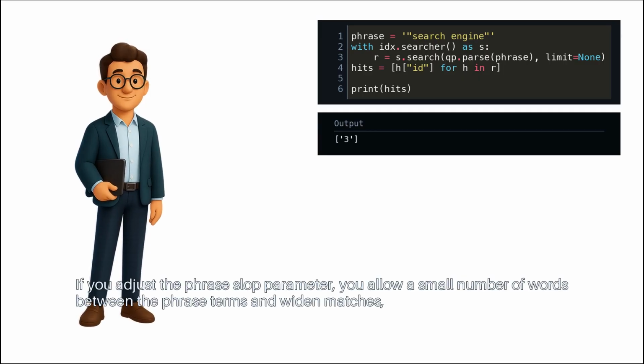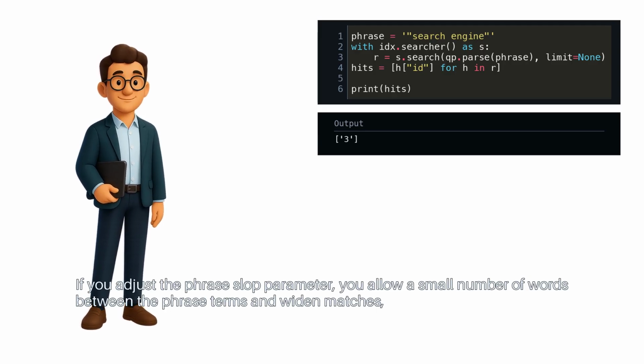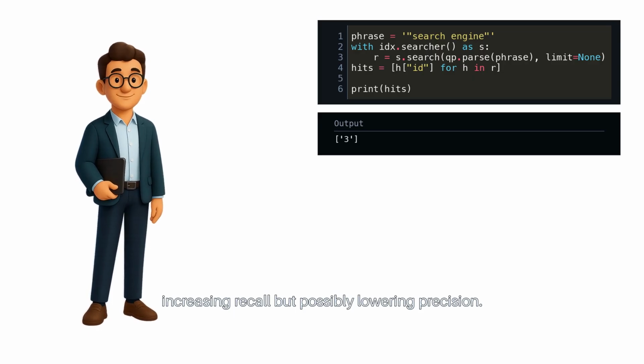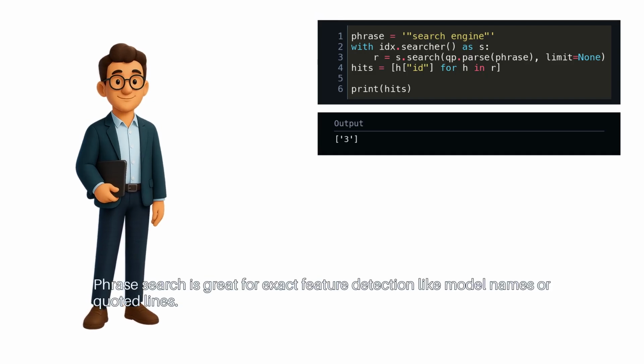If you adjust the phrase slop parameter, you allow a small number of words between the phrase terms and widen matches, increasing recall but possibly lowering precision. Phrase search is great for exact feature detection like model names or quoted lines.